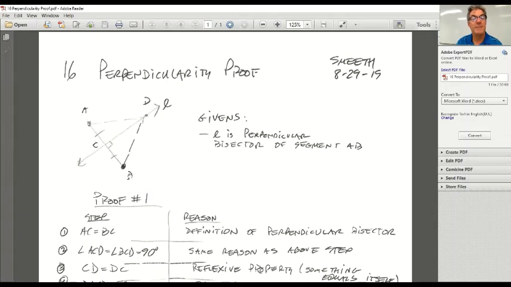We have segment AB and it's bisected by line L. And so they're telling us that's our given in this proof. L is the perpendicular bisector of segment AB.